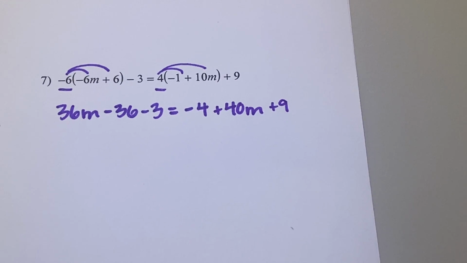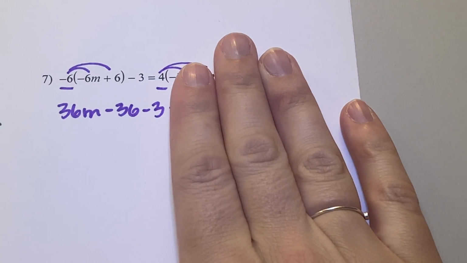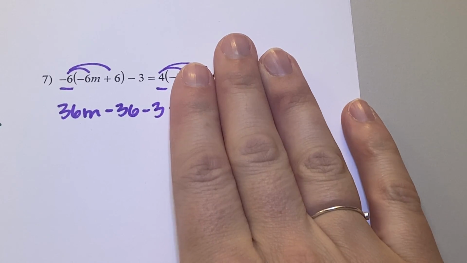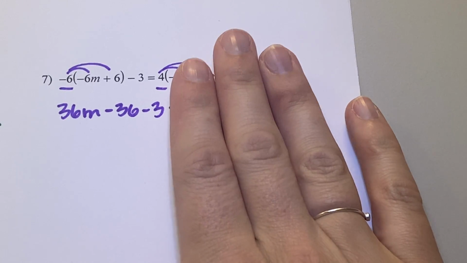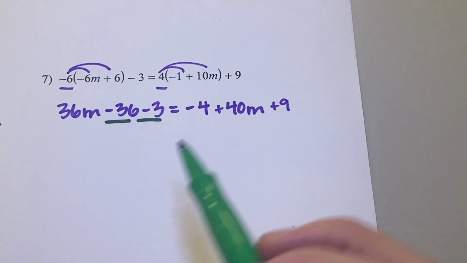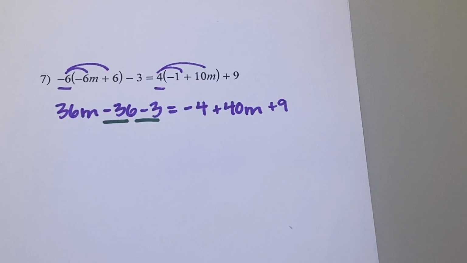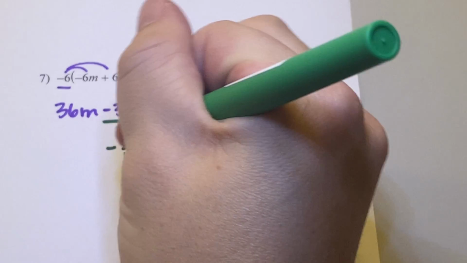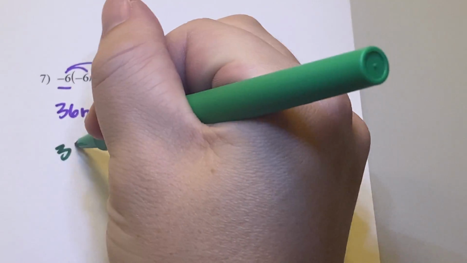We have some like terms that we can combine. Then we need all of our m's to be on one side. Let's focus on this side still. Where are my like terms? Let's make our lives a little easier. Combine like terms: negative 36 and negative 3. I'm at negative 36, subtracting 3 more. Where am I at now? Negative 39. Good job.